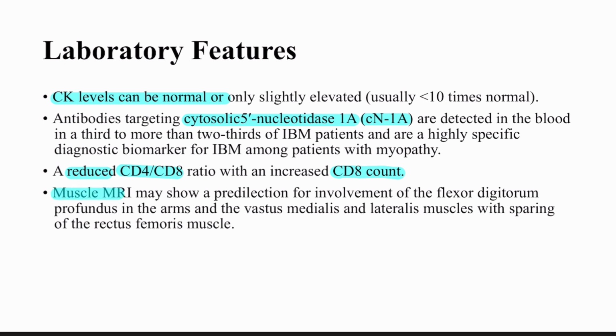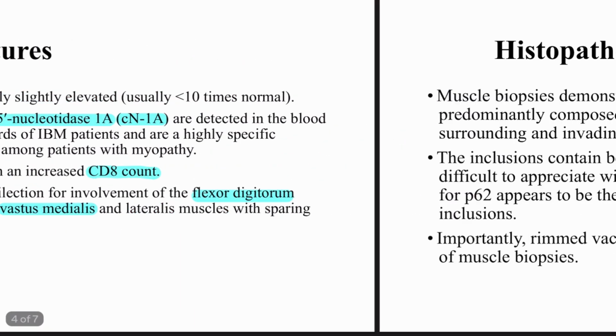Muscle MRI may show predilection for involvement of flexor digitorum profundus in the arms and vastus medialis. We have already seen the image of vastus medialis. Similarly, in upper limbs, flexor digitorum profundus is involved. Sparing of the rectus femoris muscle, that is also important.